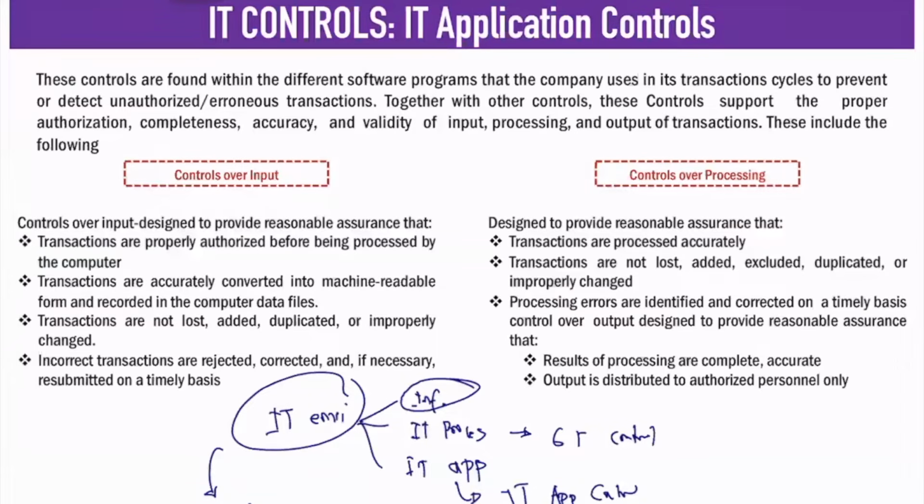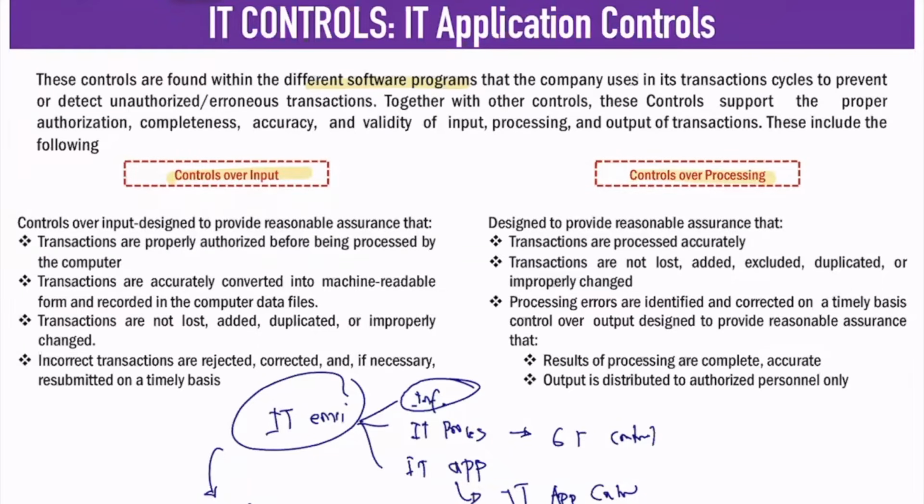So we are now discussing the last type of control placed under your IT environment, particularly for your IT applications. And we call that IT application controls. These controls are found within different software programs that the company uses in its transaction cycles to prevent or detect unauthorized erroneous transactions. Together with other controls, these controls support the proper authorization, completeness, accuracy, validity of input, processing, and output transactions. And these IT application controls include controls over input and controls over processing.